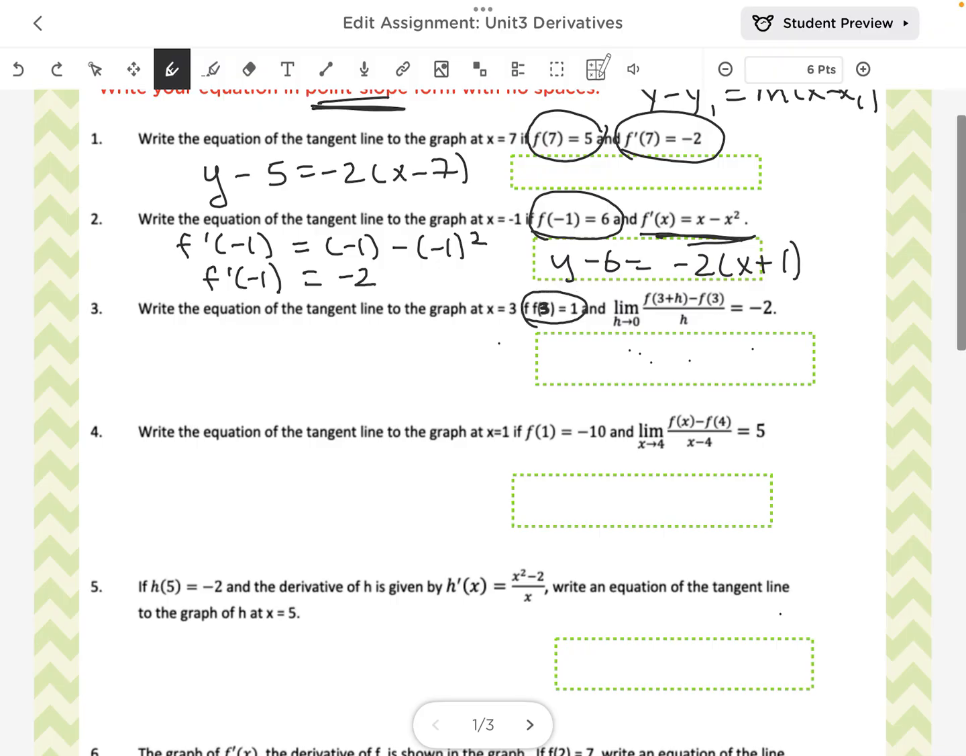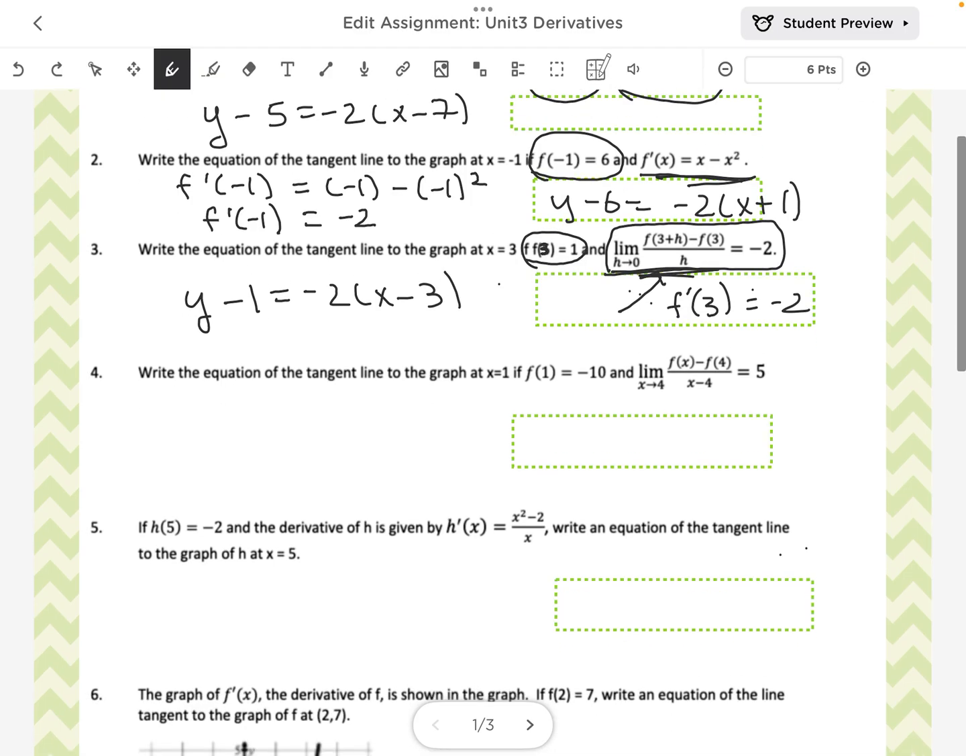Again, they're giving me a point, so that's given, but I need a slope. Notice they give me all of this, but if you remember, this is the definition of the derivative. This is the limit definition of the derivative. So they are telling me that at 3, the slope is negative 2. This is just another way for them to tell you the slope. You just have to recognize that definition. So again, same thing. There's my point, there's my slope, plug it into the equation.